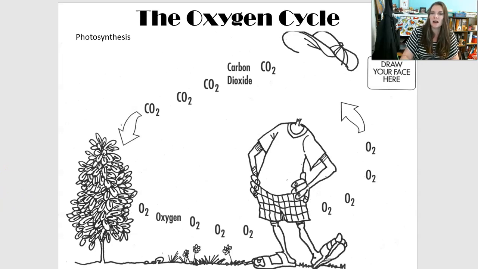Okay, so for this oxygen cycle, just as a quick little introduction to it, draw your face in there. Imagine that you're breathing out and the plant is breathing in, and then the plant releases the oxygen, and it's a cycle that just goes on and on and on. Okay, so in your assignment, you can learn more about that cycle.